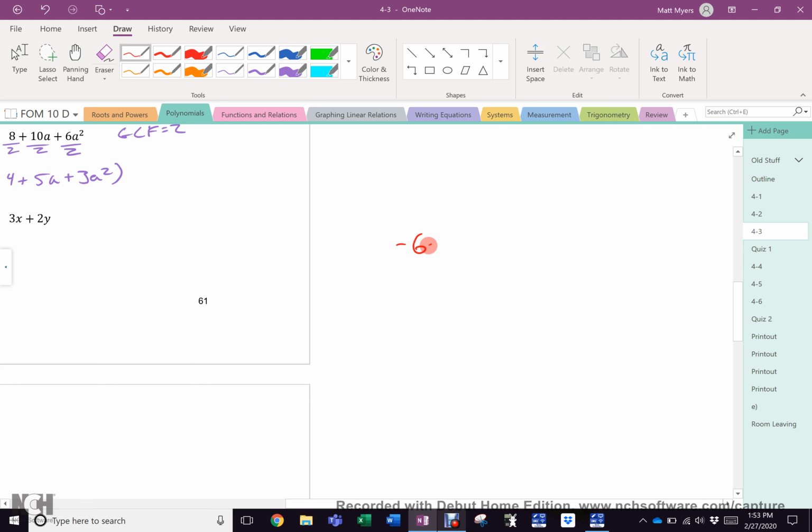So -6x minus 3. The GCF is 3, right? So I'm going to divide both by 3. 3, -2x minus 1. Yes? They're both negative, so we would bring out a -1, or we would do -3 at the very beginning. What is -6 divided by -3?